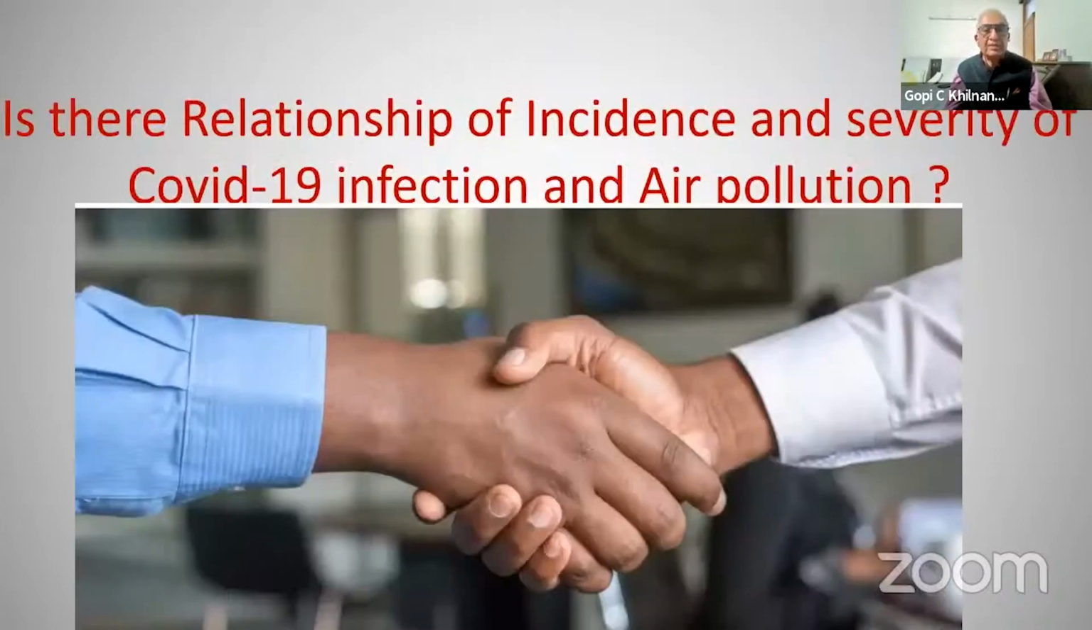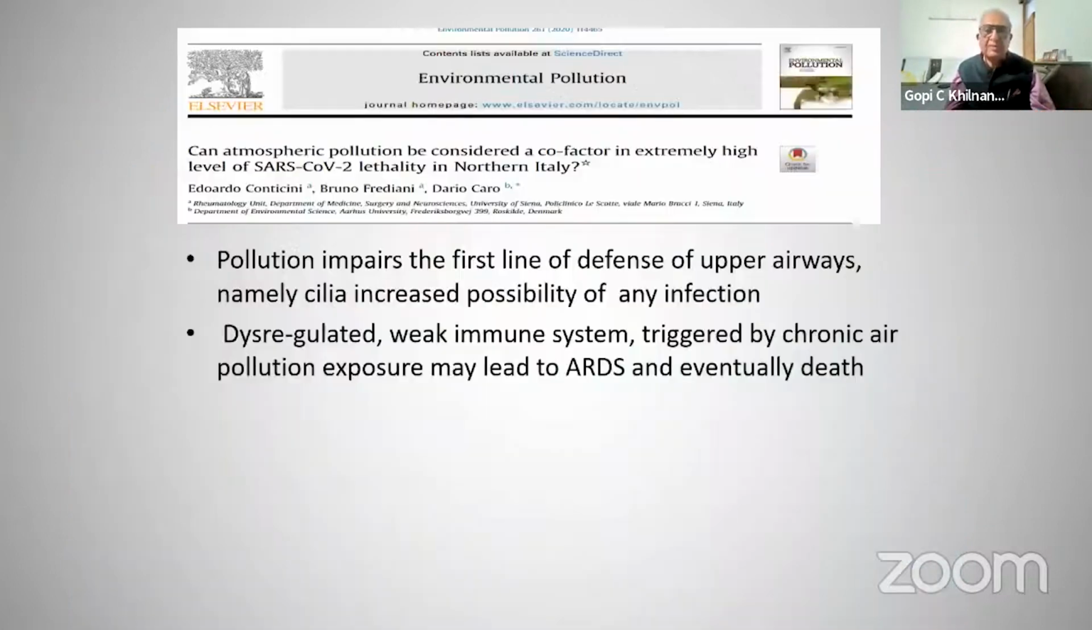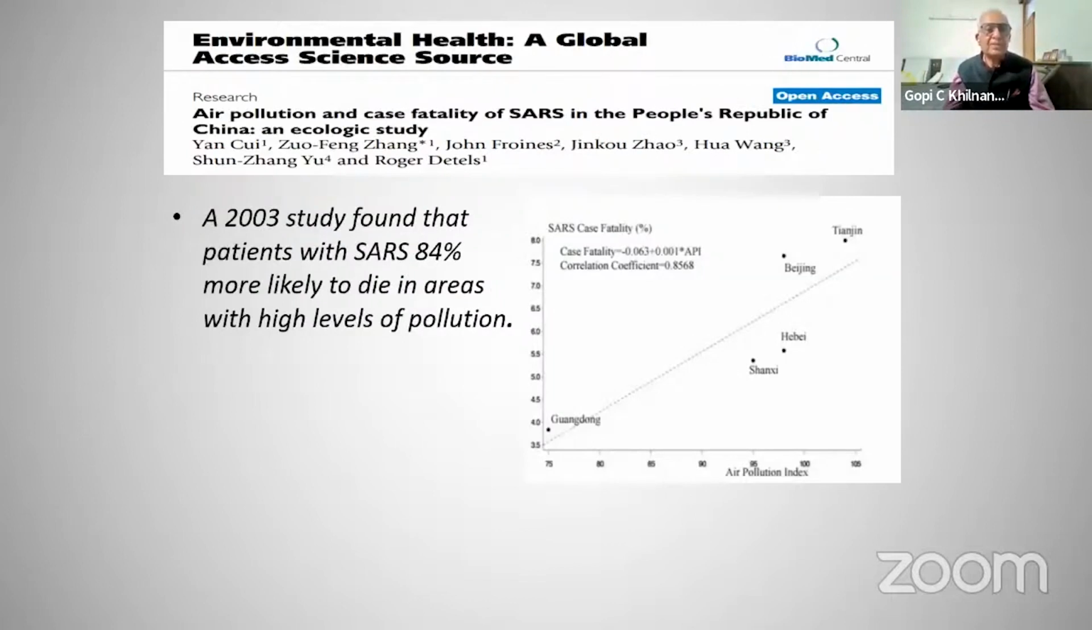So now, is there a role of air pollution in the severity of COVID? We all suffered this pandemic, and during COVID time we were conducting webinars almost every week, talking about everything. But what we realized is that pollution impairs the first line of defense of the upper airways, namely cilia, and that leads to not only increased incidence, but increased severity of infection.